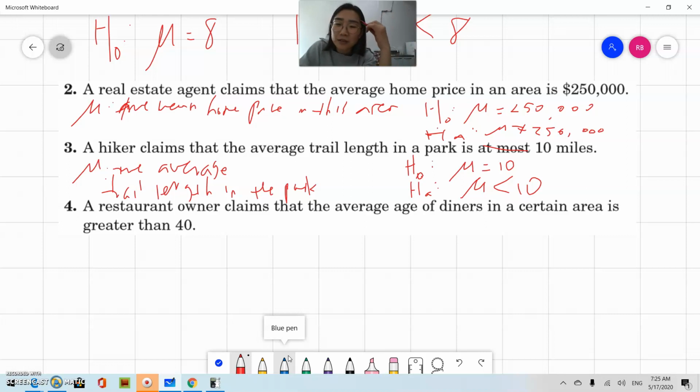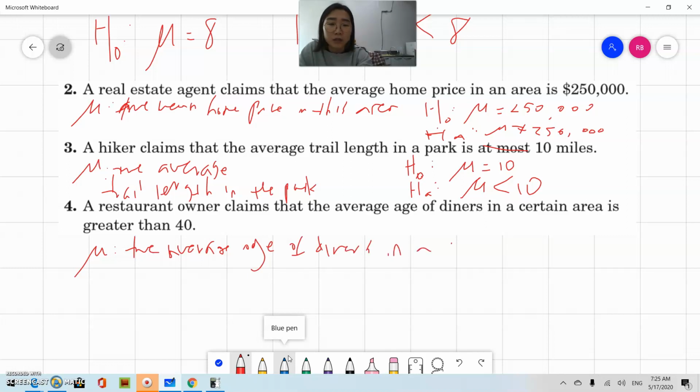Number 4, a restaurant owner claims that the average age of diners in a certain area is greater than 40. So then the mu will be the true average age of diners in a certain area. This area, right? This area.